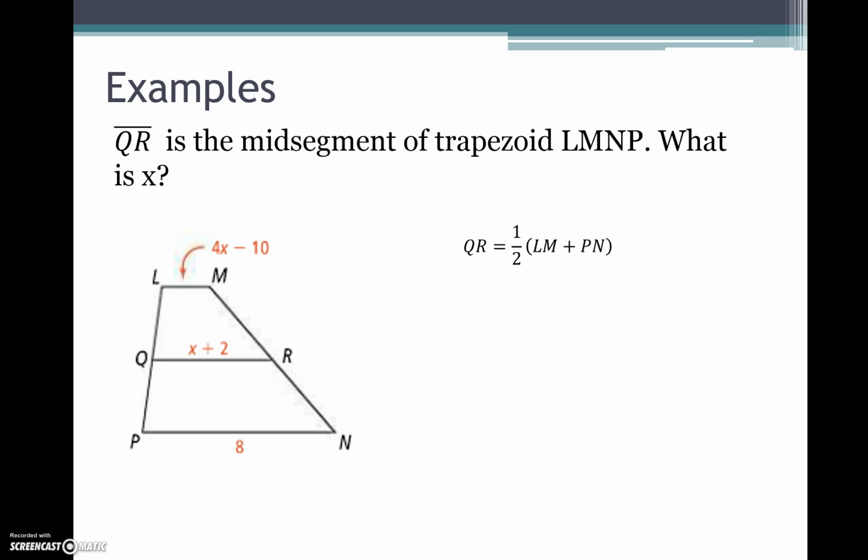Now that we know that much information, we can substitute in our pieces here. So x plus 2, which represents QR, is equal to 1/2 of 4x minus 10, which represents LM, plus 8, which represents PN. Combining our like terms inside the parentheses, I end up with 4x minus 2. At this point, you can either multiply both sides by 2, or you can distribute the 1/2. I'm going to distribute the 1/2 because both of the numbers inside are even. What I end up with on the right side now is 2x minus 1. Finishing the problem up, I'm going to move the x to the right and the 1 to the left, and I get x is equal to 3.